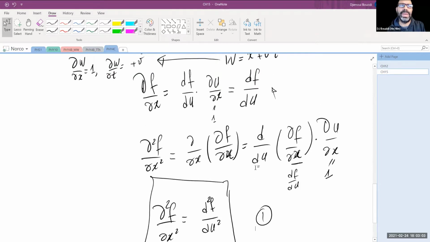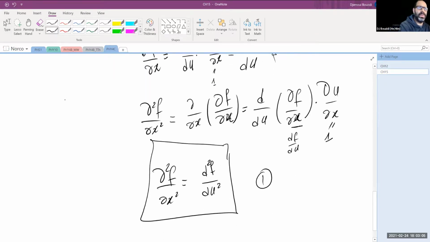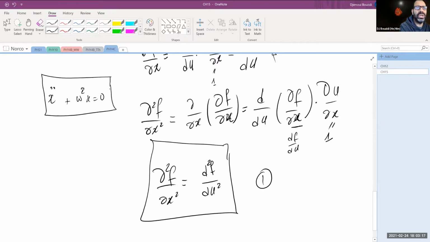So we're going to arrive at something similar, because remember, in the previous examples that I started with, they all had this form: x double dot, the second derivative with respect to time, plus some constant, which later on I called omega squared, times x is equal to 0. That was the oscillation equation.